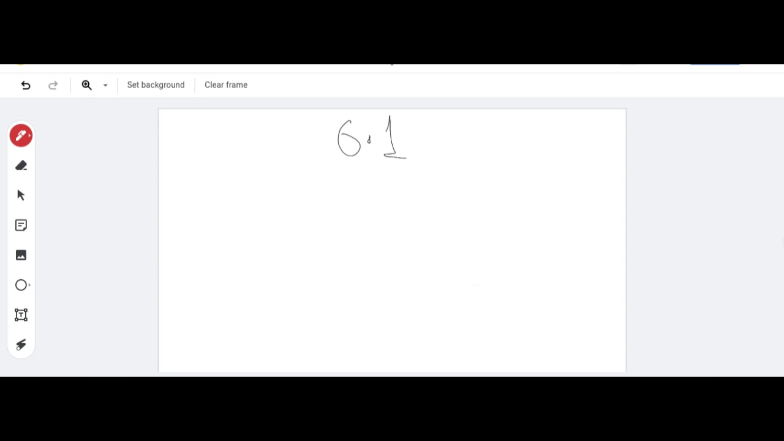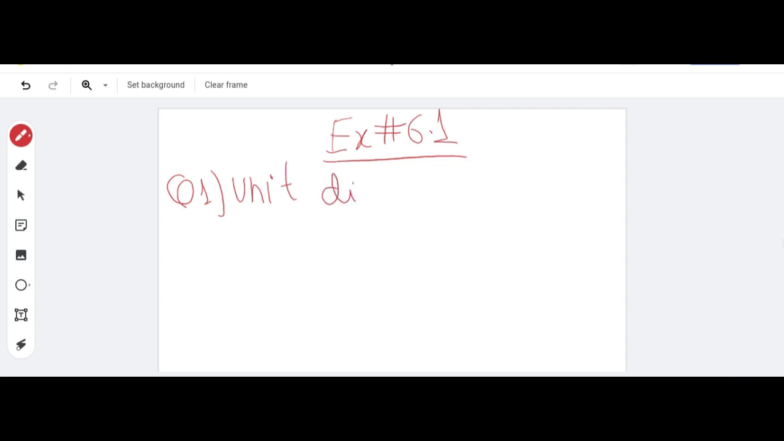For example, exercise 6.1, question number 1. For the unit digit, you simply have to multiply the last digit with the same number to make a square of that number. So simply we can find it.